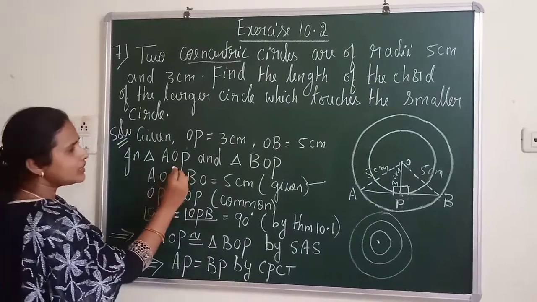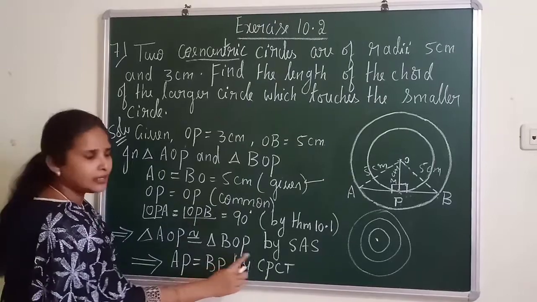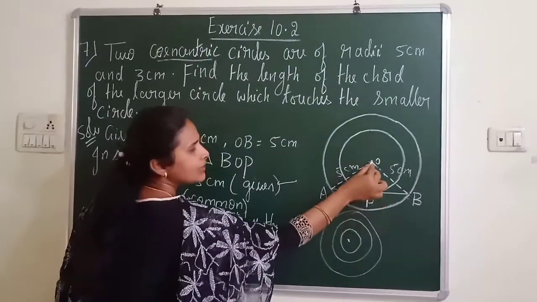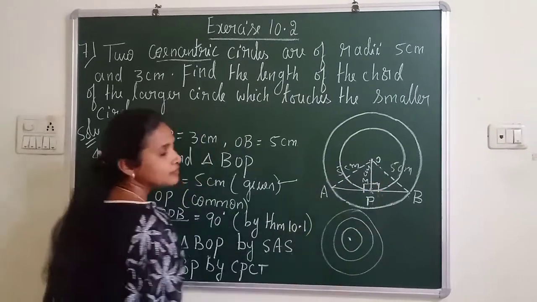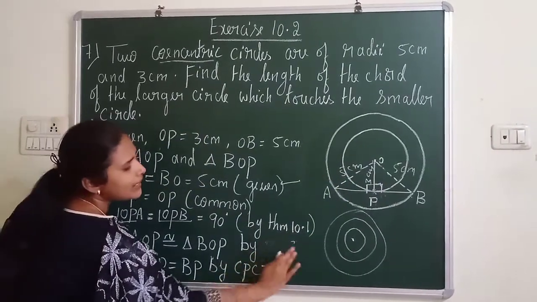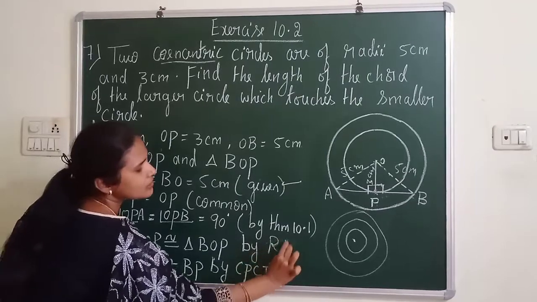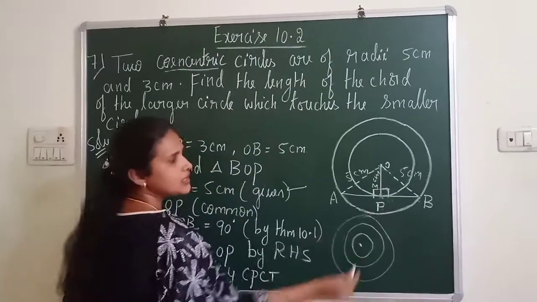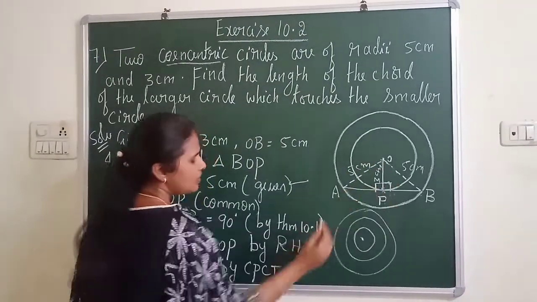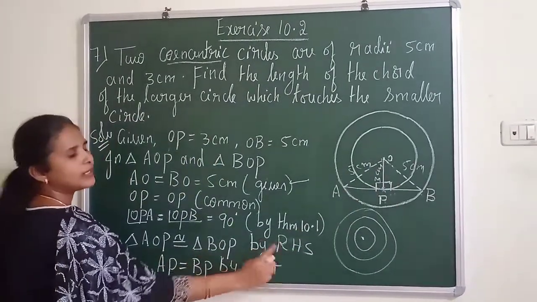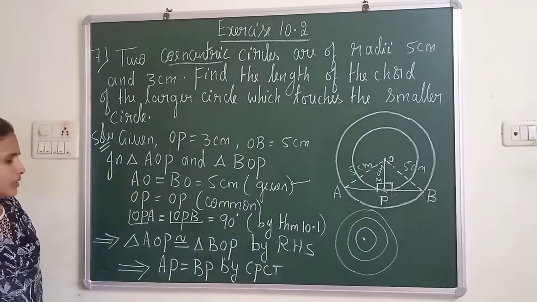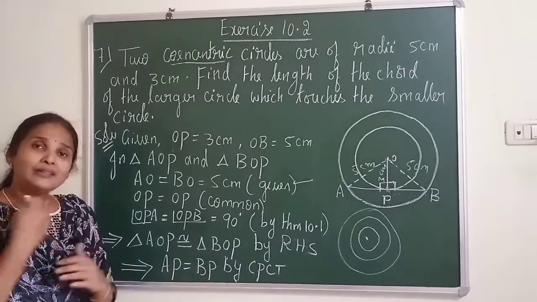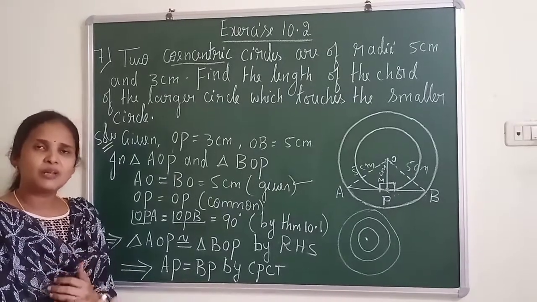Now I can tell that these two triangles are congruent by side angle side. You can observe here, this is one side and this is one side. This is not by side angle side, this becomes RHS. Why? Because you can see here OA and OB are the hypotenuse and this is 90 degrees and this is a side. So these two triangles are congruent by the RHS congruence condition. And you know that whenever two triangles are congruent, the other remaining parts will become equal by CPCT.